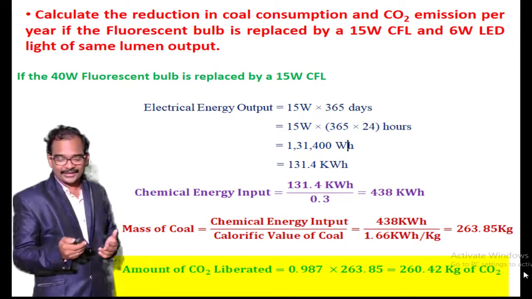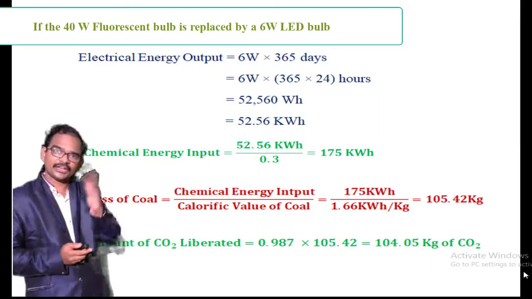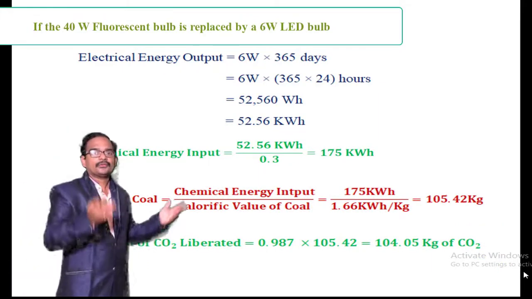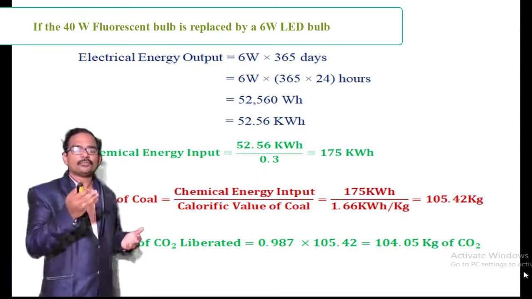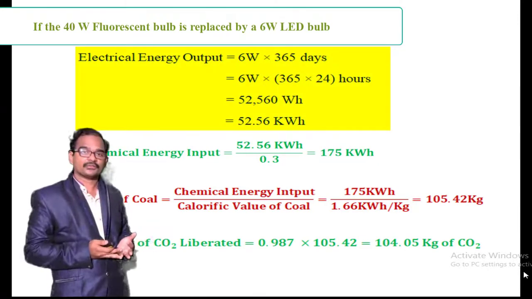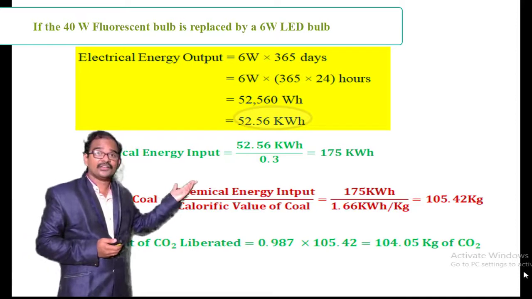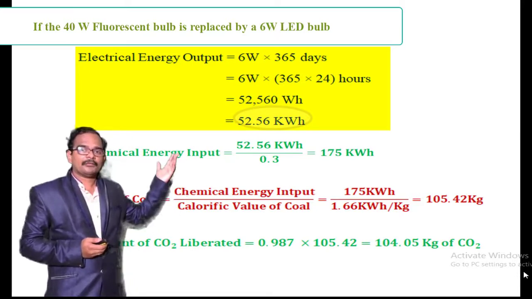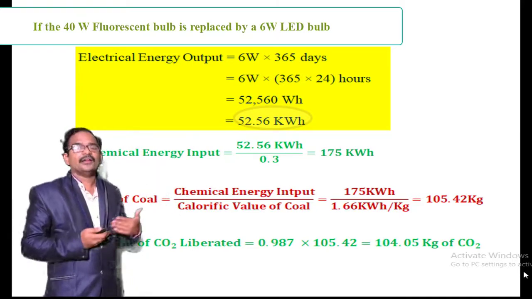The second thing is LED. If I change it to LED, we can see a further reduction. So what is the LED? 6 watt. So 6 watt into 365 days into 24 hours will be 52.56 kilowatt hours. Previously, what was the electrical energy consumed by the incandescent lamp?